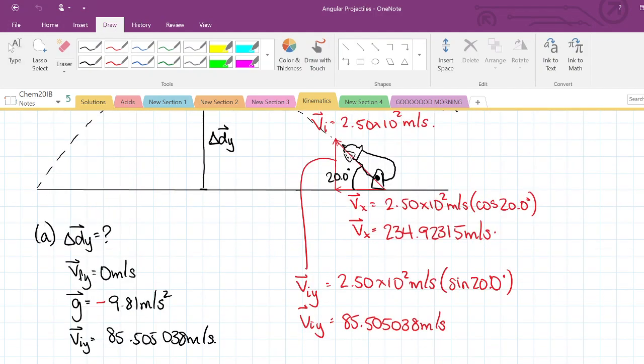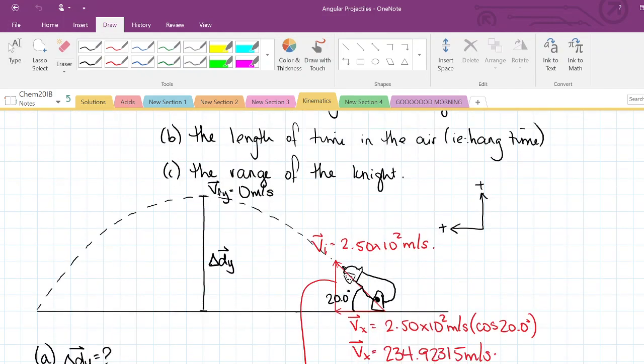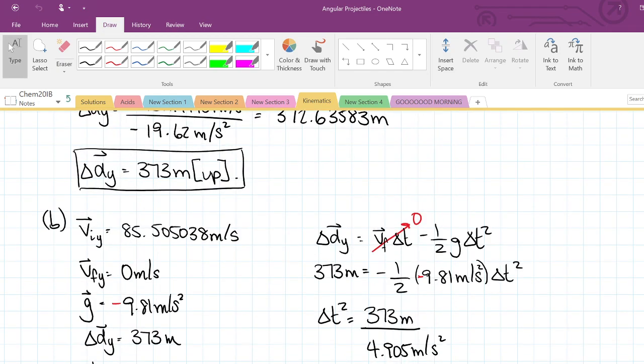Now the second question asks, what is the length of time in the air? So what is the hang time? Length of time is the time that it takes the knight to go up and to come back down. So what I need to know is, how long does it take the knight to get to the apex of the trajectory, or the top of the trajectory? How long does it take the knight to reach its max height?